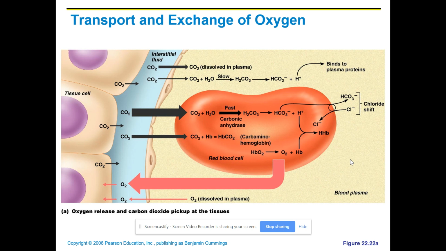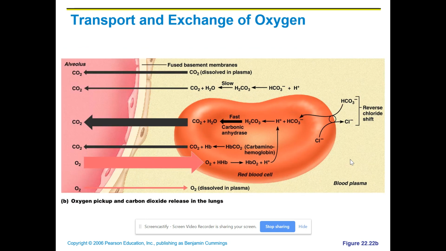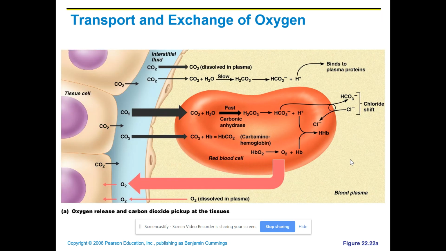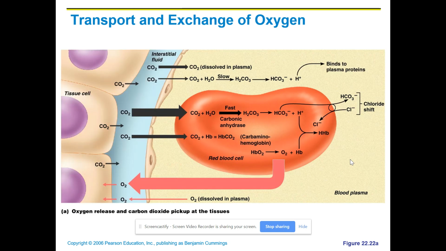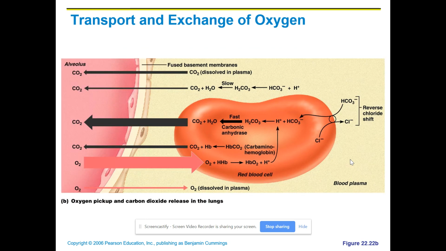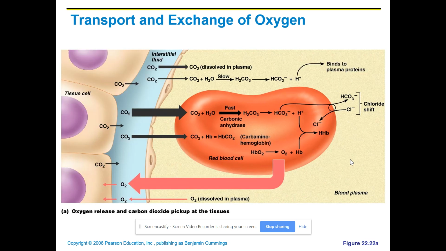When we get to the lungs, the exact opposite happens. There's more oxygen in the lung than there is in the blood. Oxygen enters. When we get to the tissues, exact opposite thing happens. So remember, this is called external respiration, and this is called internal respiration. And just like we saw before, it happens over and over again.